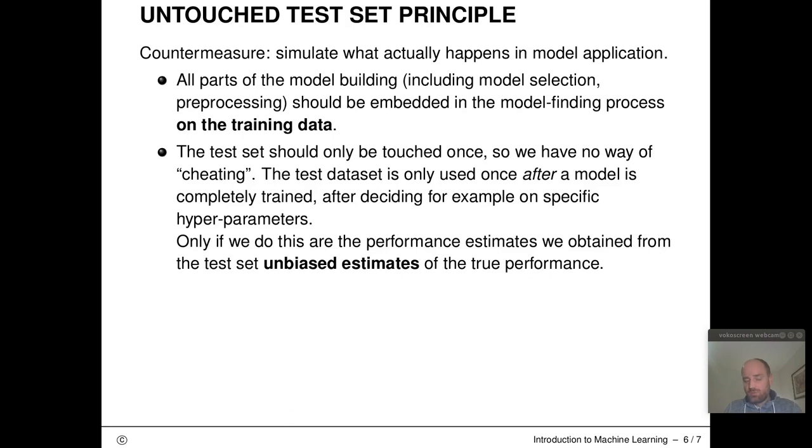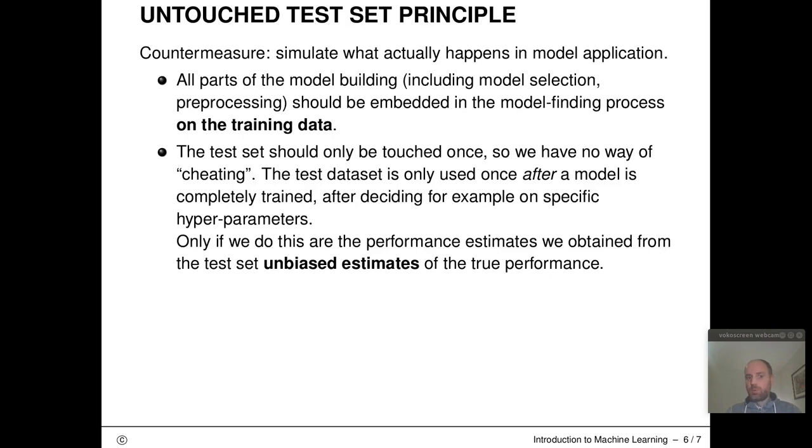So we just have to accept that all parts of model building, including model selection, including pre-processing, including hyperparameter tuning, including feature selection, should be embedded in the model finding process on training data. And as we have to cross-validate our normal model training procedure, we also have to cross-validate this model building procedure. And our final test set should only be touched once after we have built our model completely and made all decisions for our model only on the training data. And if we do this, we have no way of cheating. Our test data set is only used once after our model is completely built on the training data, and after deciding hyperparameters, used features, and so on.